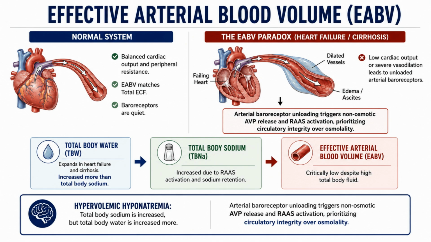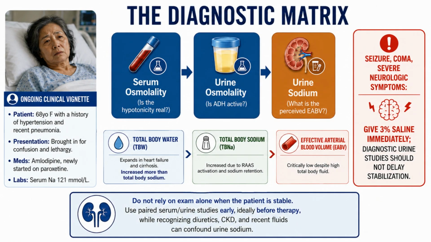The body is prioritizing circulatory integrity over osmolality. That physiology sets up the diagnostic matrix. For a stable patient, hyponatremia workup should be paired and early: serum osmolality, urine osmolality, and urine sodium.